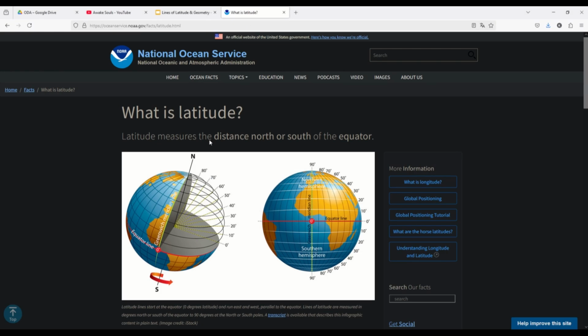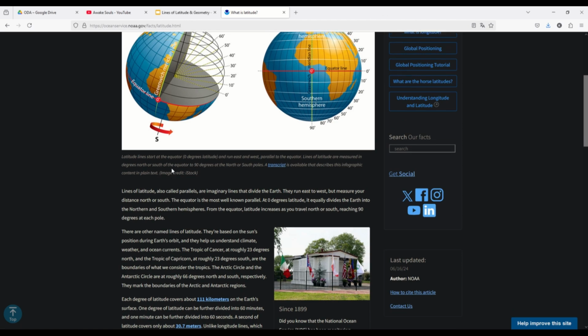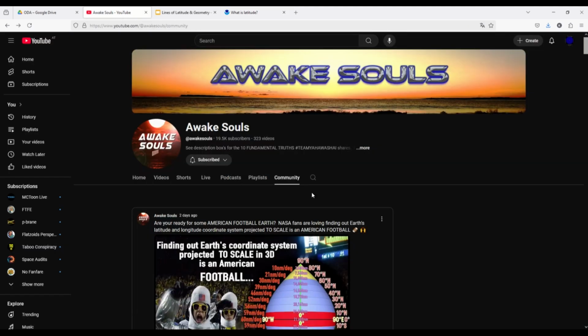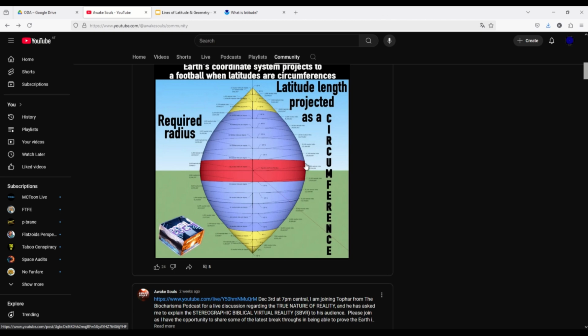Just so you know, I'm not making this up. The NOAA here, under the question "what is latitude," states clearly that no matter where you are on Earth, latitude lines are the same distance apart. And you can already see from this picture that the distance between this line and this line is less than the distance between, let's say, this line and this line. Something isn't adding up here.